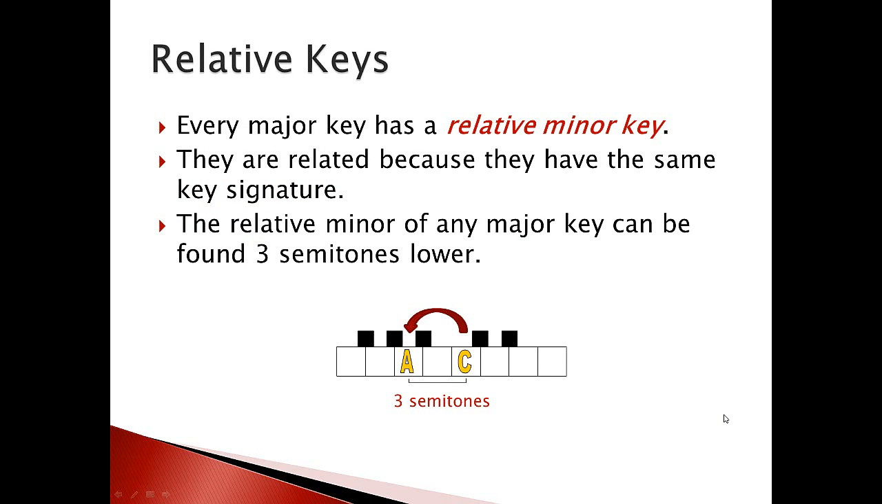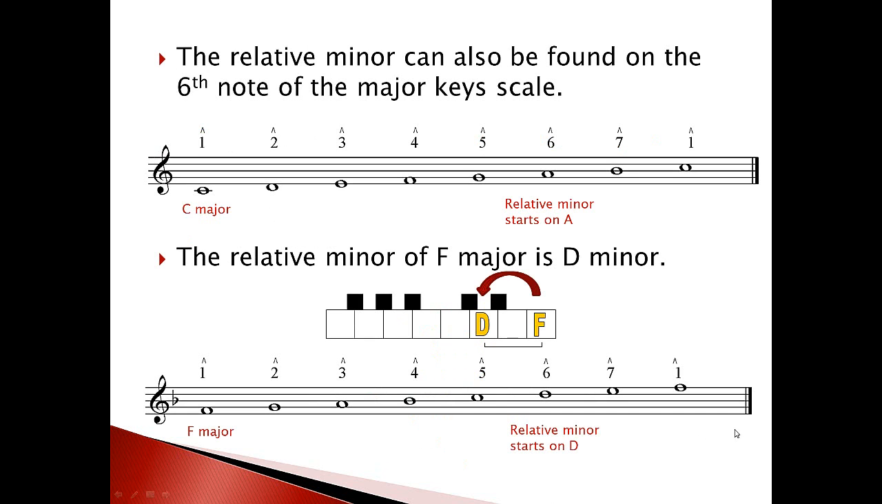Okay, relative keys. We talked about major keys and we learned major keys up to 4 sharps and 4 flats. Every major key has a relative minor key, and they're related because they have the same key signature. So the relative major and minor share the sharps or flats that are in the key signature. The relative minor of any major key can be found 3 semitones lower. So C major, if you go down 3 semitones, 1, 2, 3, you get to A. So C major's relative minor is A minor, and A minor has the same key signature. No sharps, no flats.